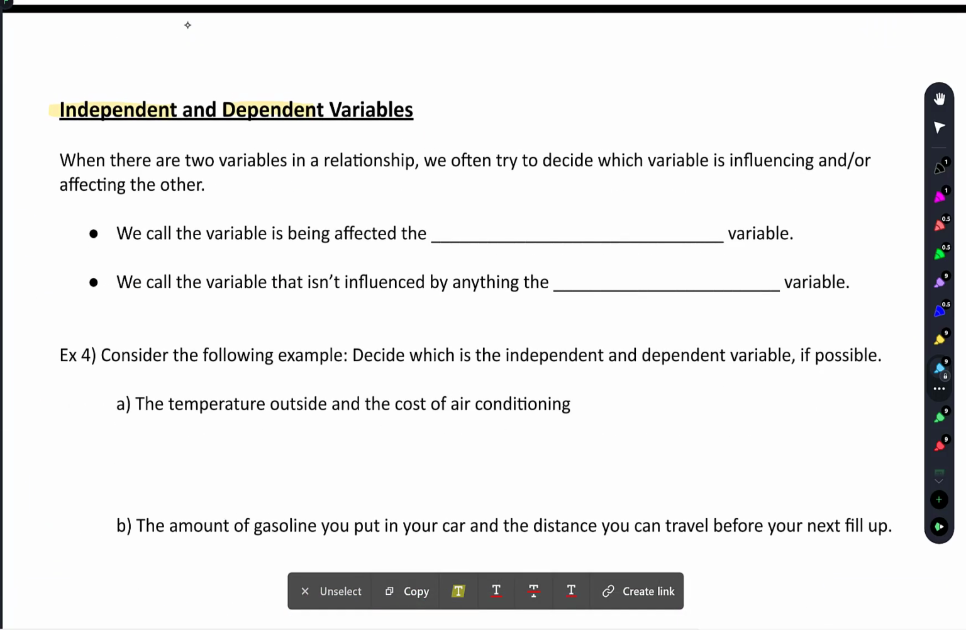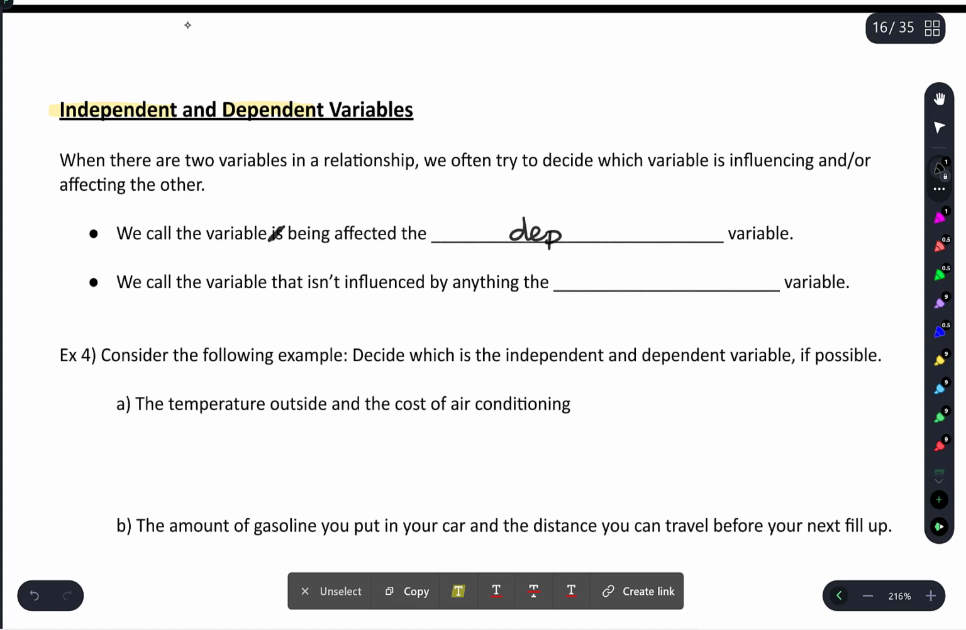Okay, so I'm going to just change this sentence a little bit. It says, we call the variable being affected the dependent variable. And we call the variable that isn't influenced by anything the independent variable.